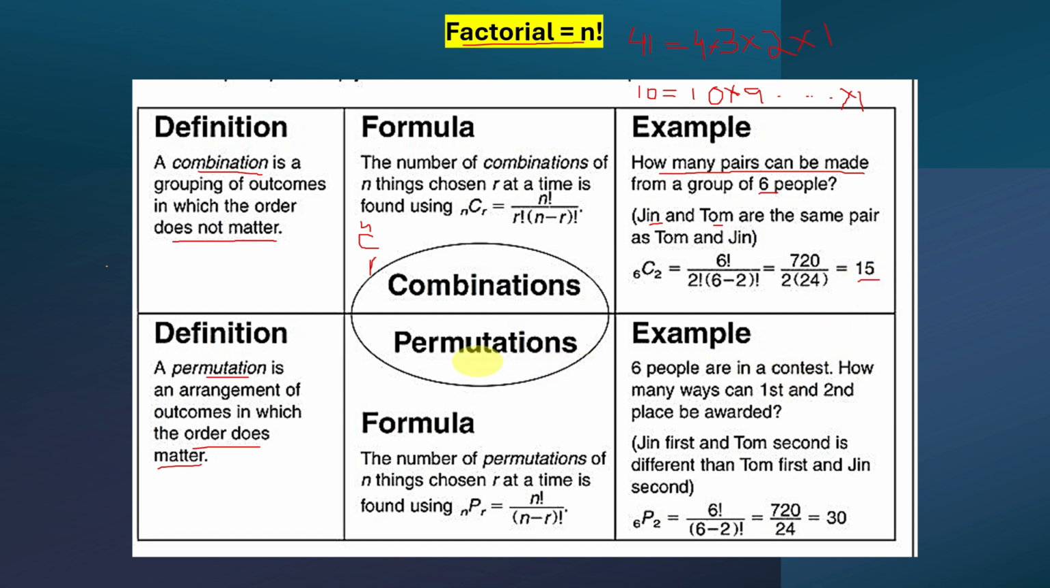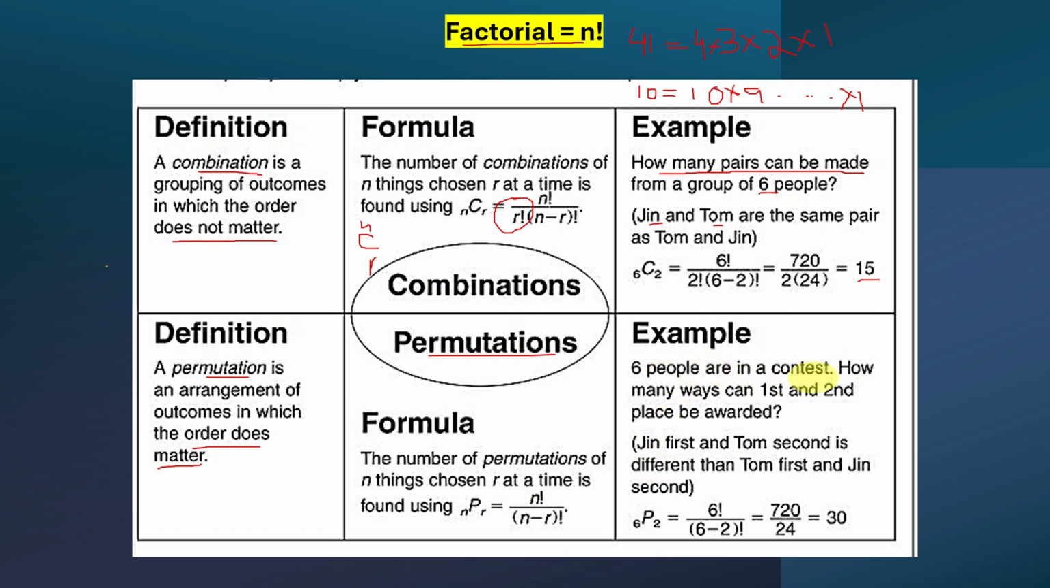Now let's see this with permutation. In permutation, the formula is: the number of permutations of n things chosen r at a time is found using nPr, which is n factorial divided by n minus r factorial. If you see the difference between this one and the combination formula, the only difference is that in combination you have r factorial at the bottom as well, and you have to divide by that too.